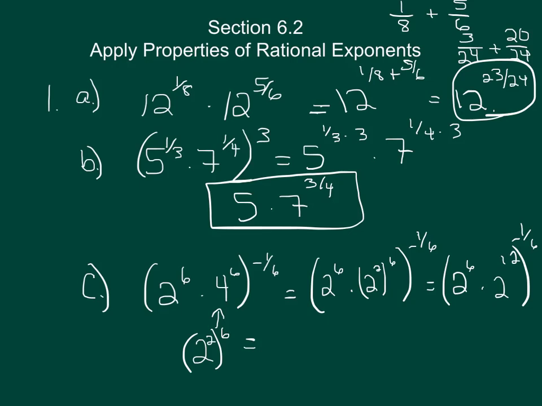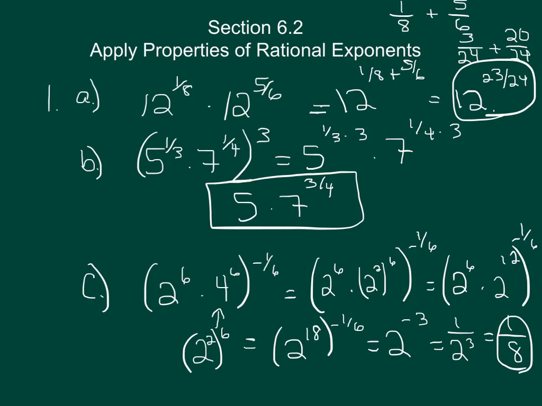This then is going to leave us with 2 to the 18th, then raised to the negative 1/6 power. I have to multiply my exponents, I get a negative 3. Negative exponents drop it down to the bottom, so 1 over 2 to the 3rd. And some of you are going to start skipping steps, and I get that, but I'm making sure to put everything in here so you can see exactly what's happening. And then with this one we can simplify, so we get 1 over 8.